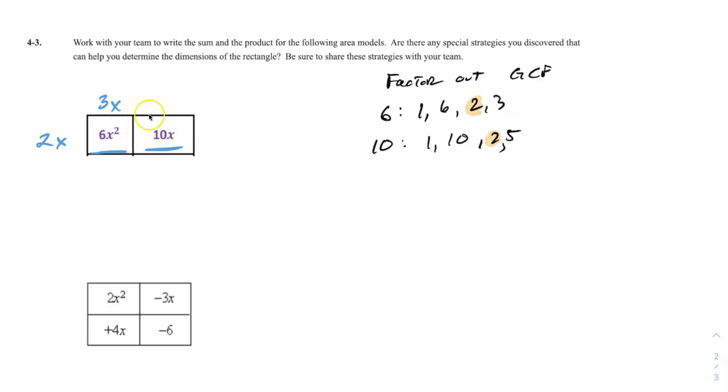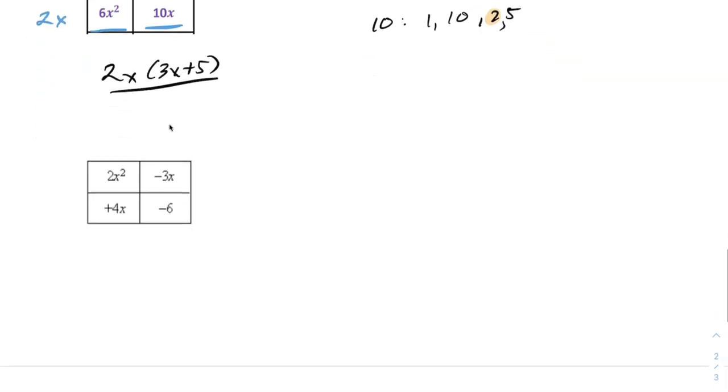And the same thing over here. 2x times what gets me 10x? Well, 2 times 5 gets me 10. And then it already has the x. So that's it. We factor this one. It is going to be 2x times 3x plus 5. And that is factored. Then we go on to this last one here.